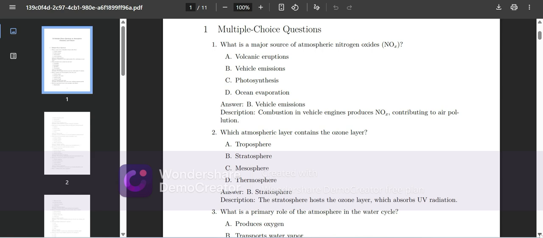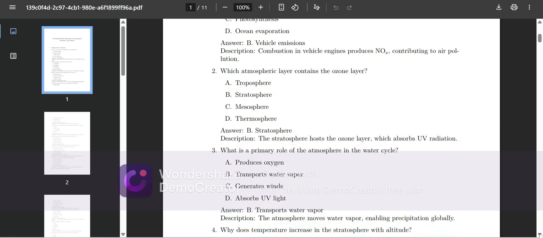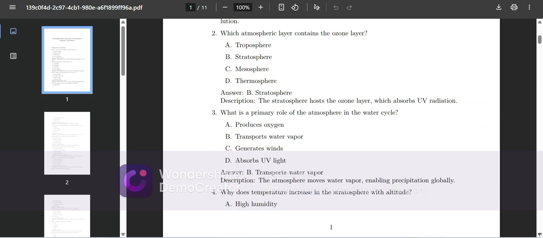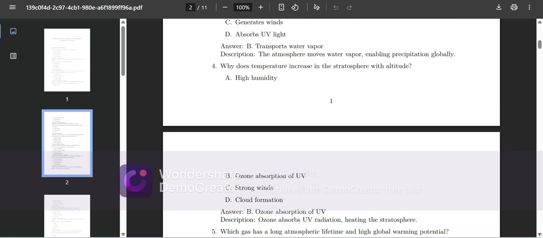Which atmospheric layer contains the ozone layer? Stratosphere. The stratosphere hosts the ozone layer, which absorbs UV radiation. What is a primary role of the atmosphere in the water cycle? Transport water vapor. The atmosphere moves water vapor, enabling precipitation globally.